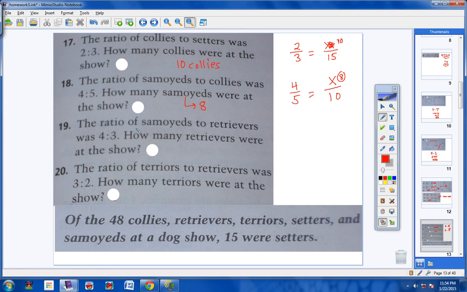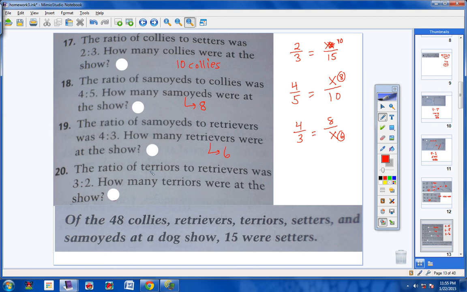Now, the ratio of Samoyeds to retrievers is 4 to 3. Samoyeds to retrievers, 4 to 3. How many Samoyeds do we have? 8. So put the 8 up top. Remember, it's 4 to 3. Samoyeds to retrievers. How many retrievers were at the show? So here's my retrievers right here. Alright, well the answer is going to be 6. And I know that because 4 times x is 4x. 3 times 8 is 24. Divide both sides by 4 and you get 6. Okay? Now I know there were 6 retrievers at the show.